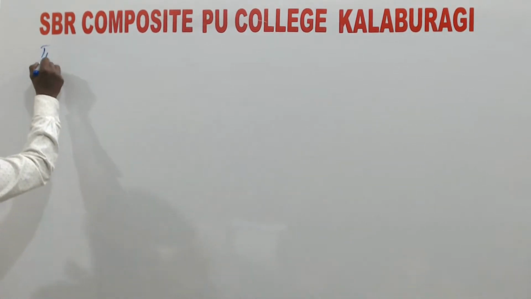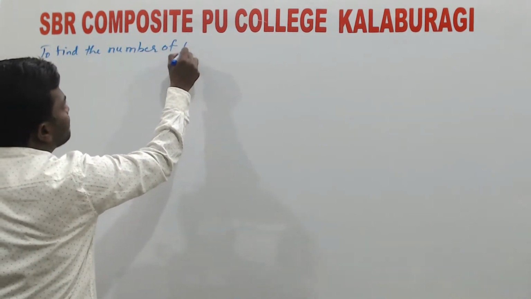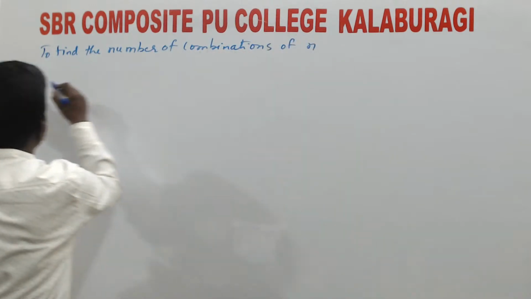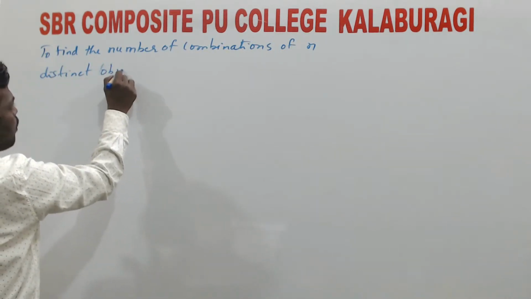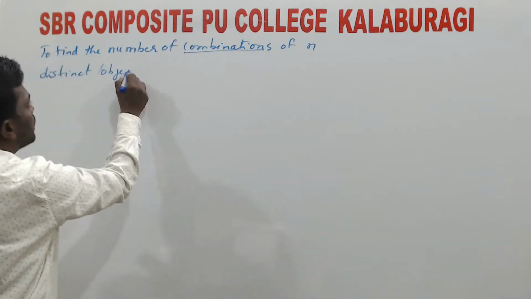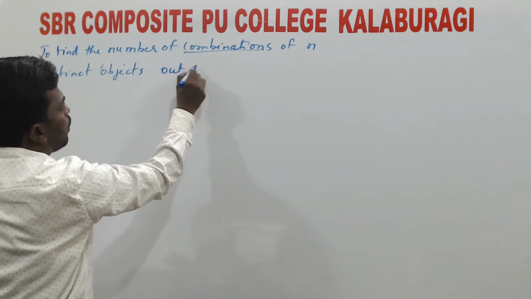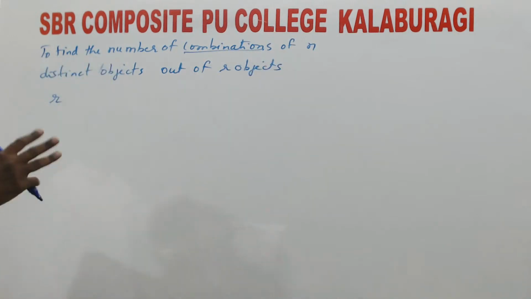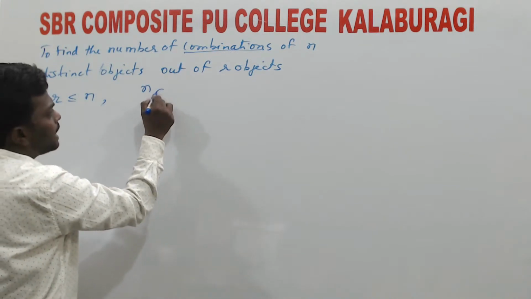Okay, so we shall see a formula to find the number of combinations of n distinct objects. Combinations means, keep in mind, selection. Selecting r objects out of n distinct objects, taking some or all at a time, is denoted by nCr.